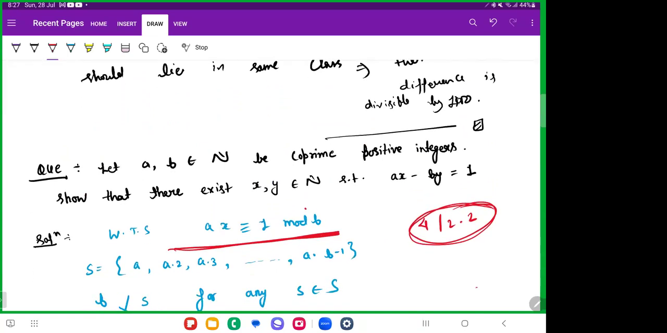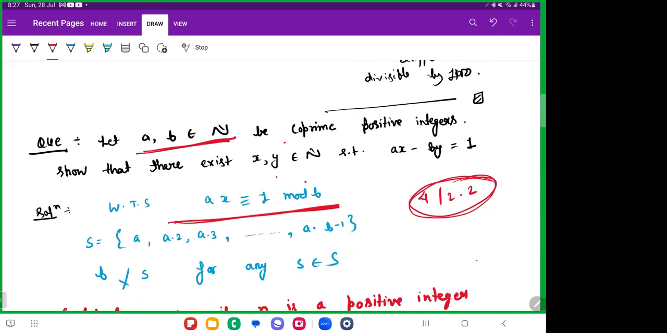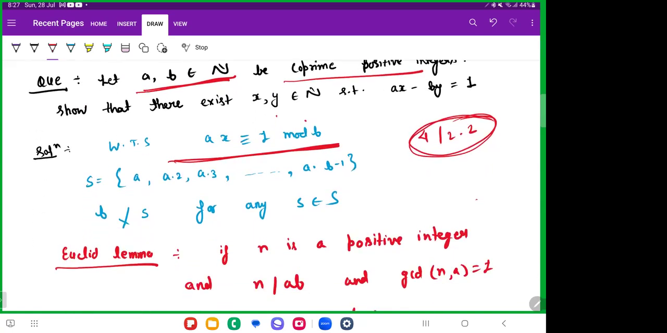Okay. So you have been given A and B, two natural numbers, right? And they are co-prime. So we want to show that ax minus by is 1 for some choice. We want to show that there exist x and y in natural numbers so that ax minus by is 1. So that means we want to show that ax is congruent to 1 mod b. This is the same thing. But we need to construct the choice of x and y.